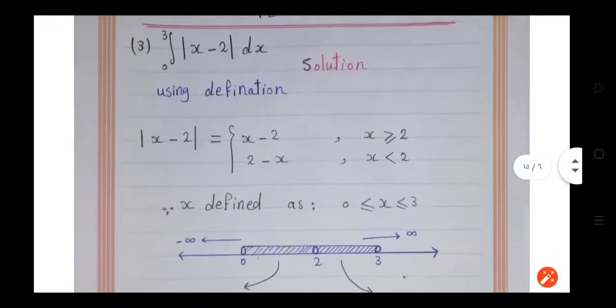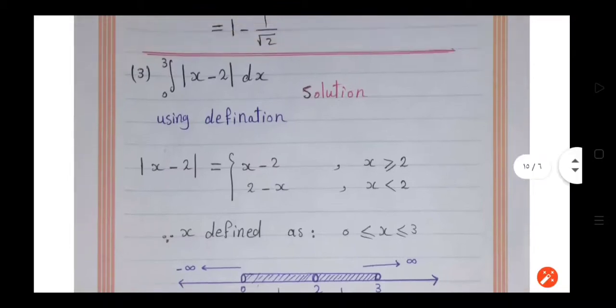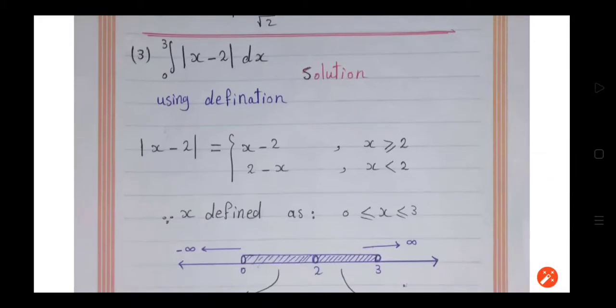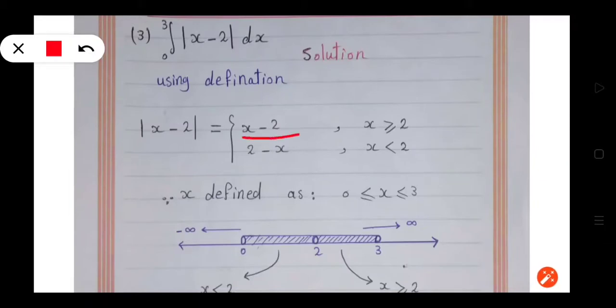Example 3. Definite integral from 0 to 3 for the modulus function, modulus of x minus 2, dx. Any function given by a modulus, like modulus x minus 2, or any type of function between the modulus, we should use the definition. That means x minus 2 in the positive form is x minus 2, and in the negative form is 2 minus x. Put x minus 2 equal 0. That means x equals 2.